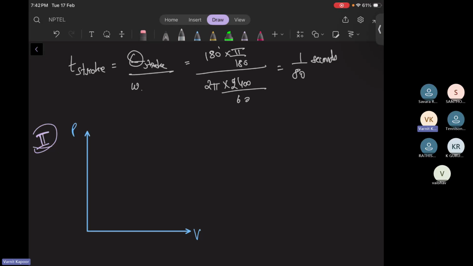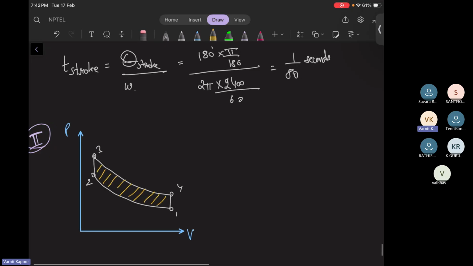Let us say it is an Otto cycle only. 1, 2, 3, 4. So this was your net work output which you were getting. This work done is also called indicating power or reciprocating power of the system. Work done per second is your power only, so indicated work done per second is called your indicated power.